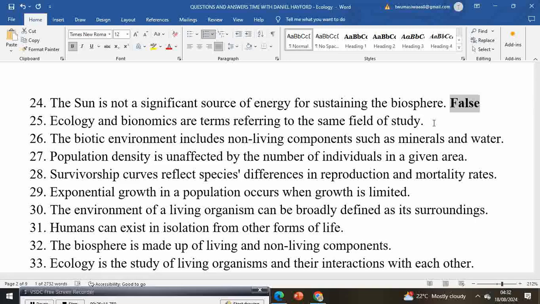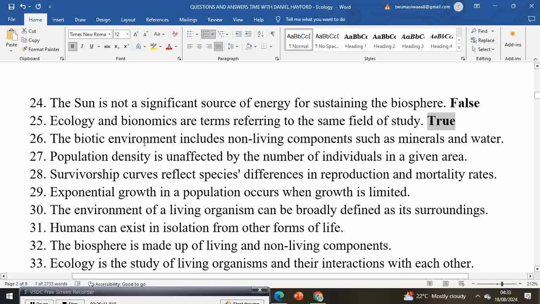Question number 25. Ecology and bionomics are terms referring to the same field of study. This one too is true. Remember, ecology will be referred to as bionomics or environmental biology, and so on and so forth. So they are synonymous. They are synonyms. 25 is true.